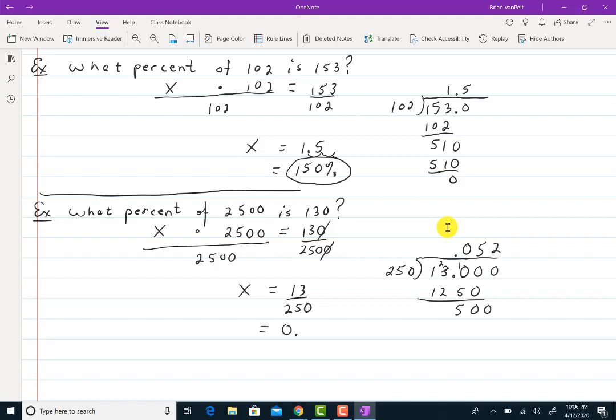So this is 0.052. Now to get it to a percent, which was required by the problem, I will move to the right 2 places, and we will get 5.2%.